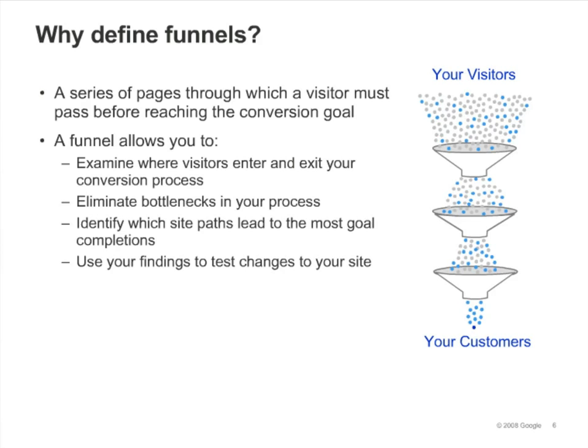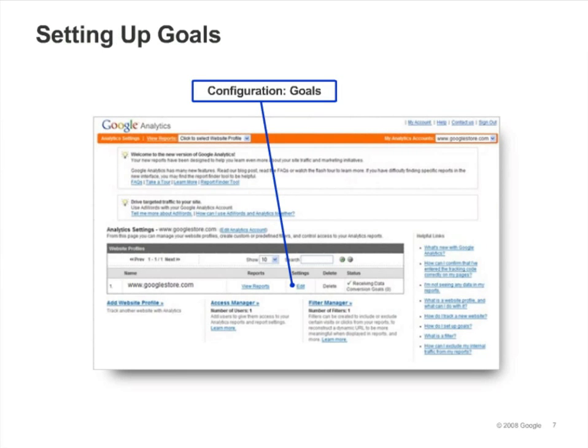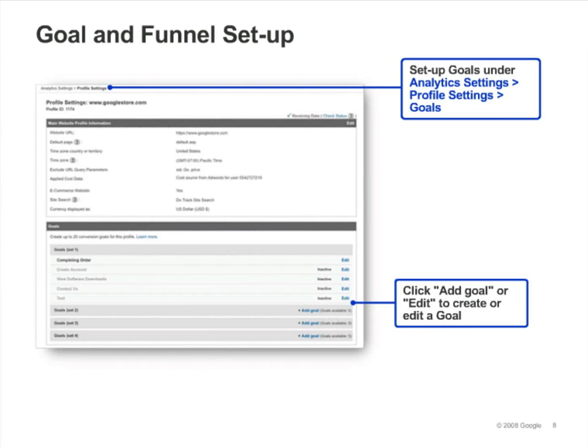To set up a goal, first go to the Analytics Settings page and edit the profile for which you want to configure a goal. Once you are on the Profile Settings page, look for the Goals section. You can create up to 4 sets of 5 goals each.